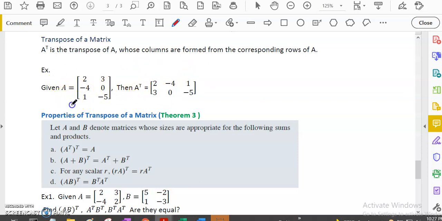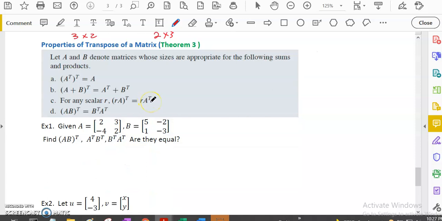So this matrix is 3 times 2, right? The dimension is 3 rows, 2 columns. After you transpose it, it's 2 rows, 3 columns. So just the row and column numbers switch. So these are some properties of the transpose of a matrix. A transpose and then transpose back will change it back to A.